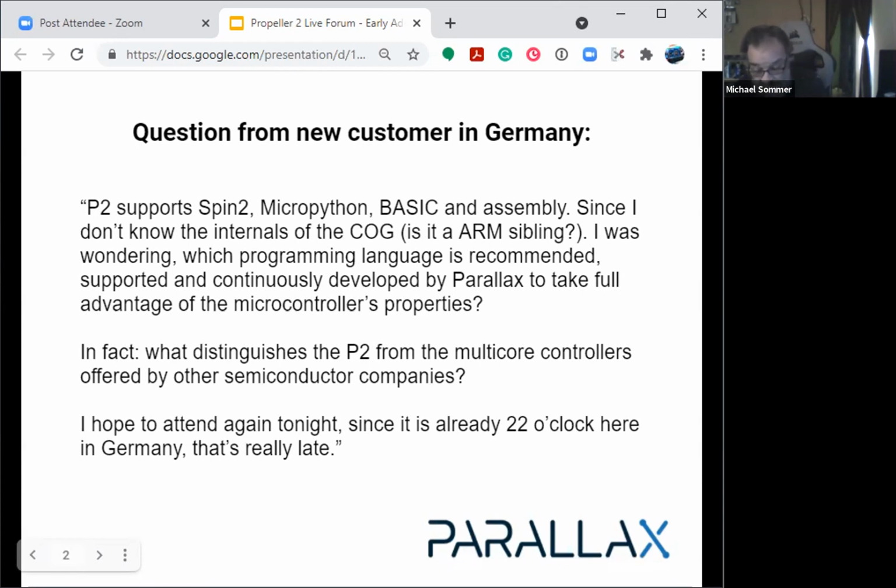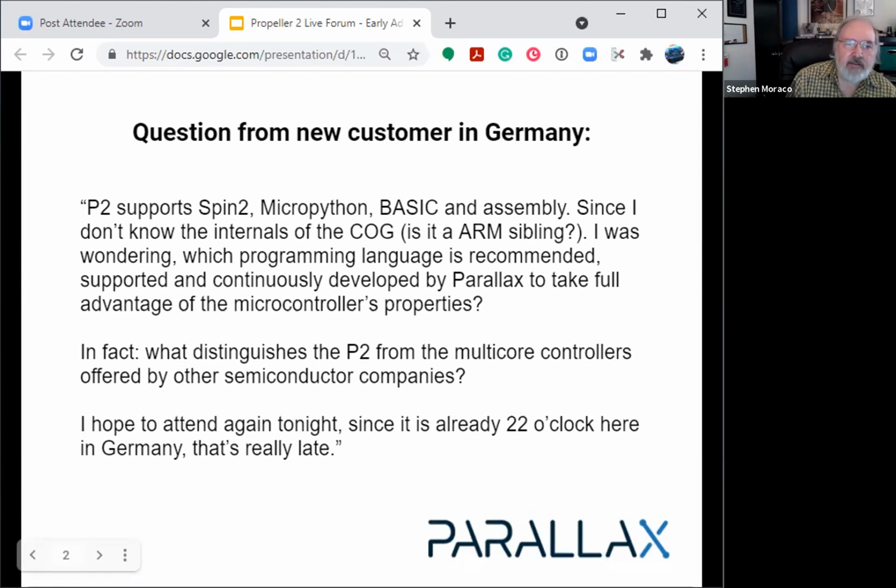There's the original ROM bytecode interpreter, so you can program C to assembler, which is pretty fast, or program C to Spin bytecode.